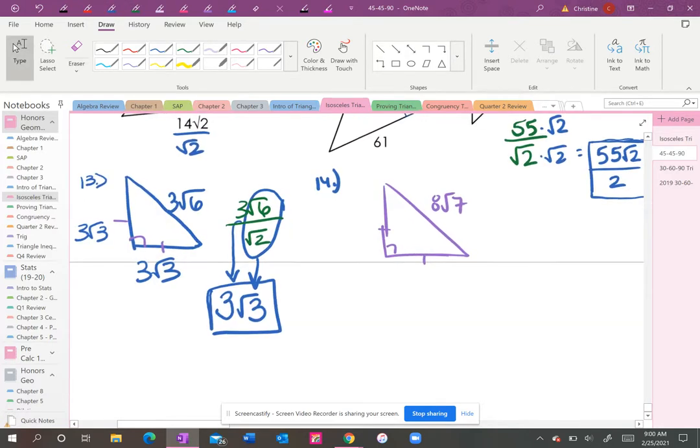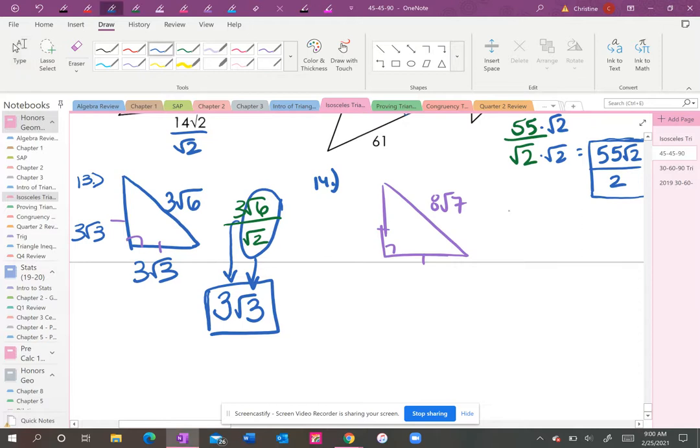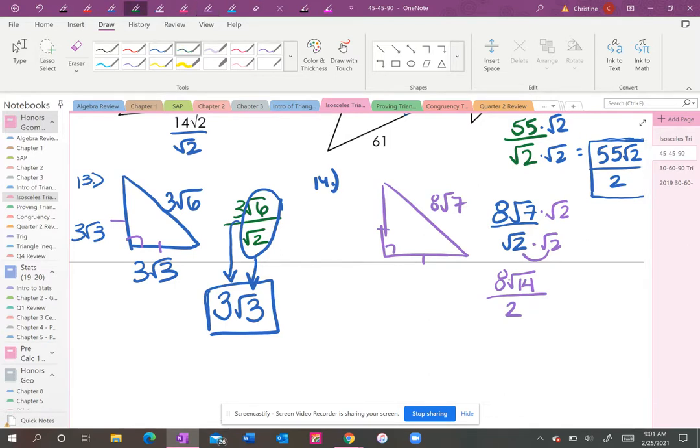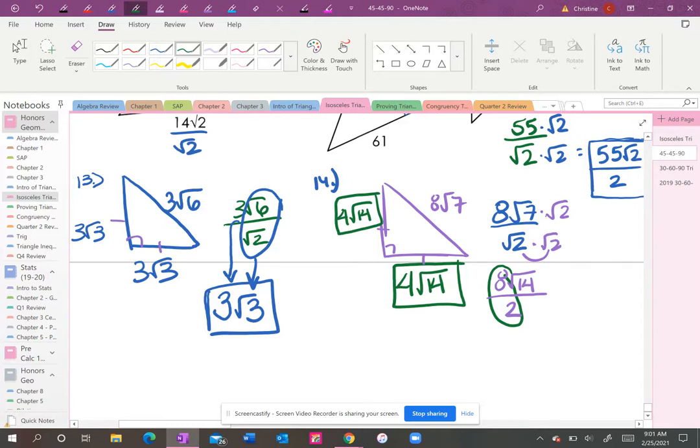Okay. This one is going to be 8 root 7 over root 2. Now, 7 is not divisible by 2, so I have to rationalize my denominator. That would give me 8 root 14 over whole 2. Not done yet, because whole 8 and whole 2 become a whole 4 root 14. And then this would be 4 root 14. So that is the 45, 45, 90 triangle.